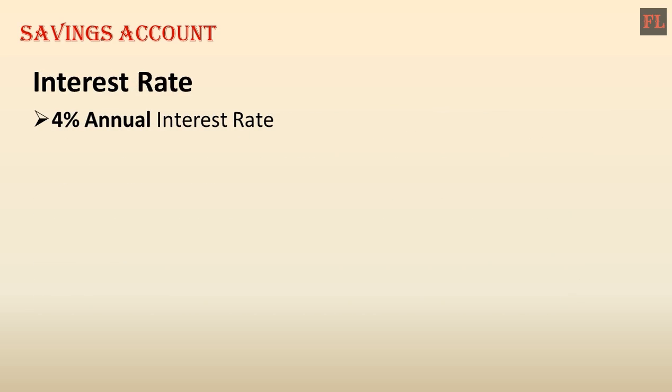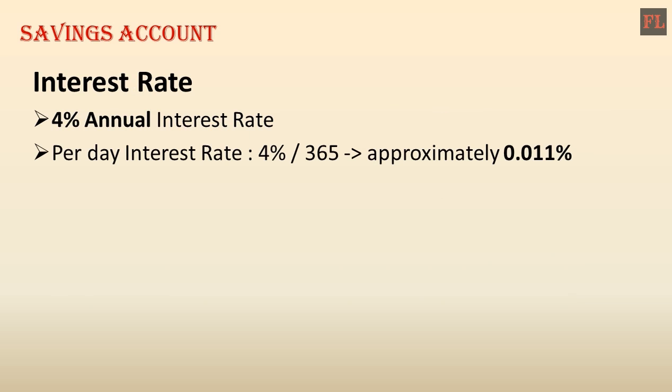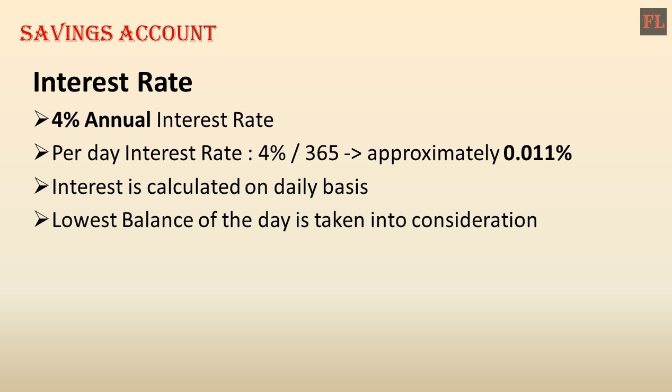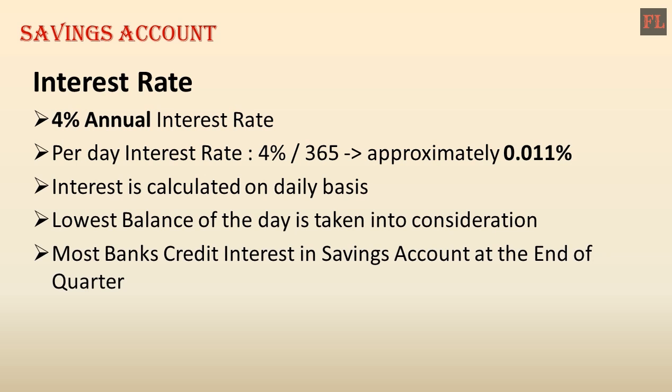Coming to the interest part, most of the savings accounts in India provide an annual interest rate of 4%. That means one day interest will be 4% divided by 365 days, which comes to around 0.011%. Remember guys, interest on your savings account is calculated on a daily basis using the lowest balance for that particular day, and most of the banks credit this interest earned at the end of the quarter. So you can say that compounding is done quarterly in case of savings accounts.